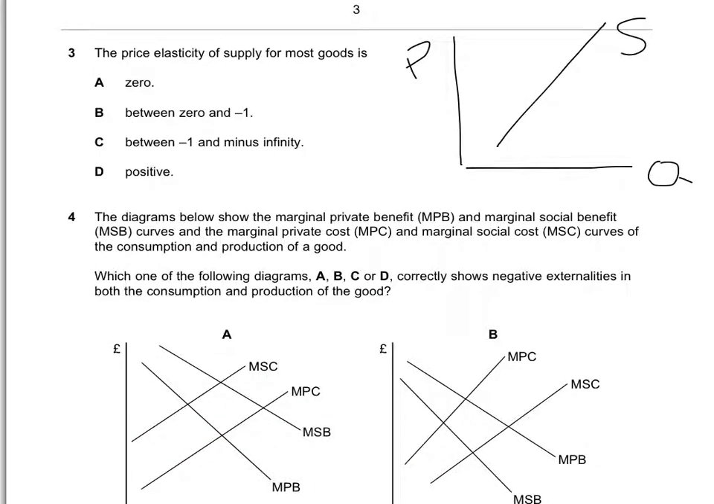For question 3, I've just drawn a simple diagram by the side. The question is asking me about the price elasticity of supply of most goods, so it's asking me about the supply curve. Because this relationship is a positive relationship, the answer is D.